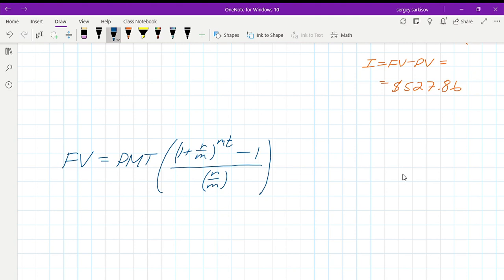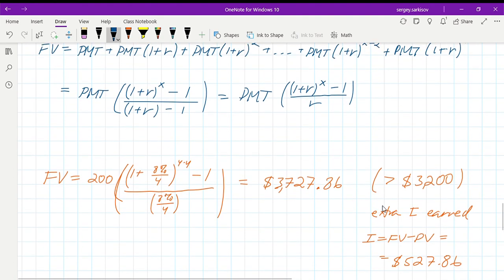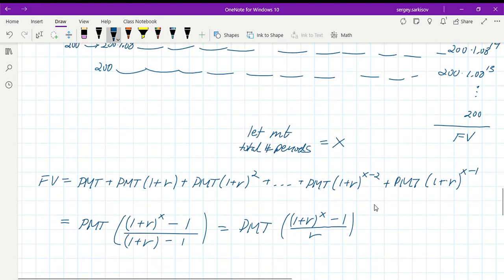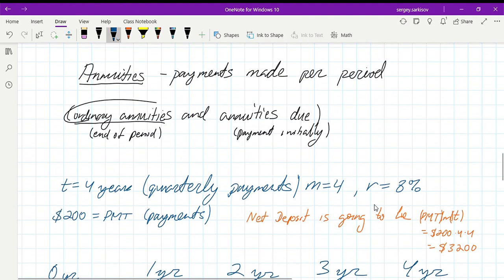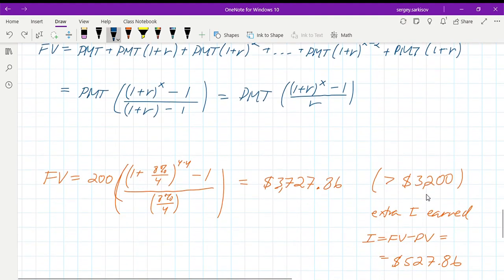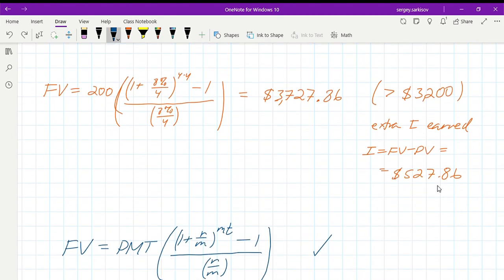That's our formula, and it's a pretty cool formula. You can use it to find how much future value you'll get. Let's say you deposit money into a savings account. This is what we did: $200 every 3 months, quarterly, for 4 years at an interest rate, which is too much, a bank usually doesn't do that, of 8%. Then you would earn $527.86 more on top of the $3,200 that you're actually putting in.